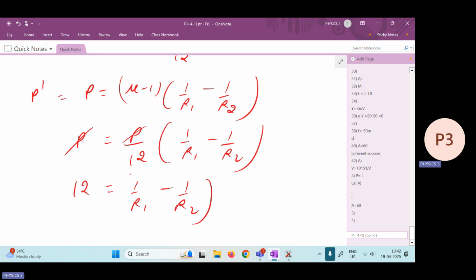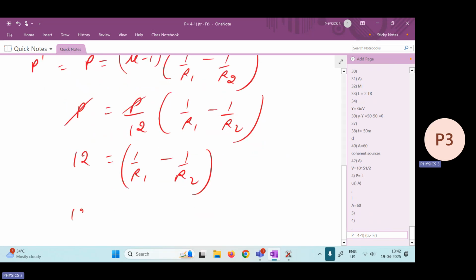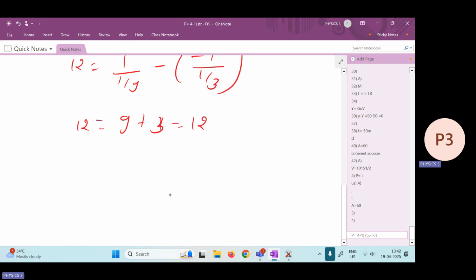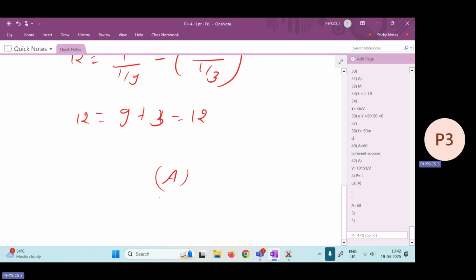So this we have to check by putting in all the options. So if we put A option, then this will be 1 upon 1 by 9 minus, this we have to take negative, 1 upon 3. So that comes out to be 9 plus 3. So 12 comes out to be equal to 12. So A option satisfies this situation. So A option is absolutely correct in this situation. Okay. Now let's go to the next question.